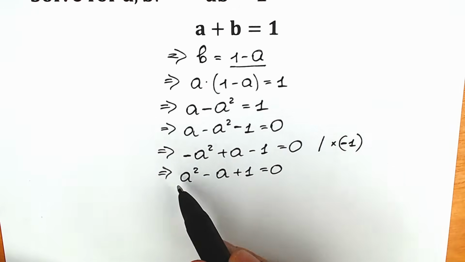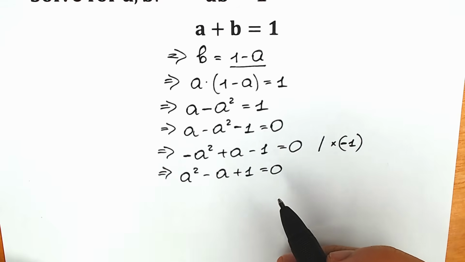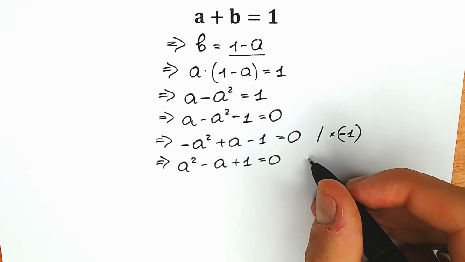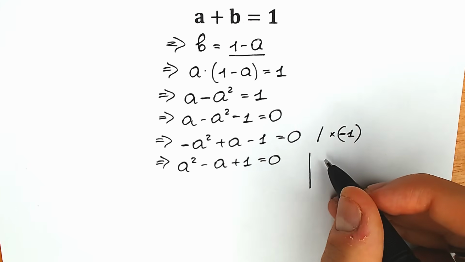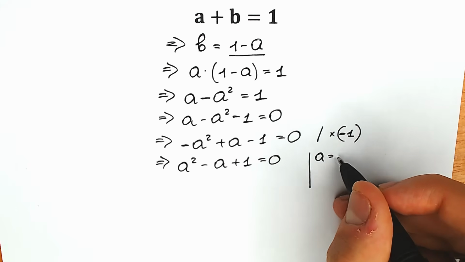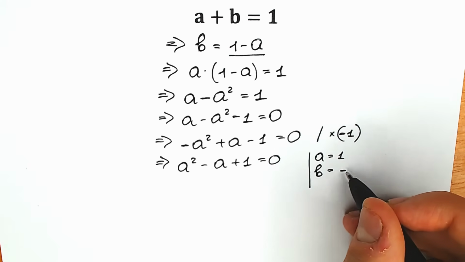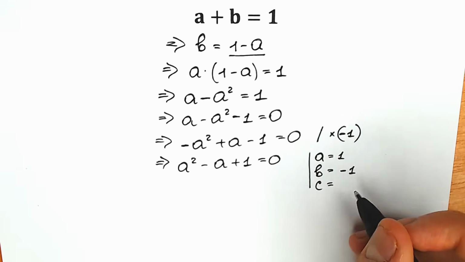So after all the steps, we have a basic quadratic equation, and of course we can easily solve it without any problems with the coefficients method or your own method. How can you solve it? Okay, I'm going to show you with the basic well-known method of coefficients: a is equal to 1, b is equal to minus 1, and c is equal to 1.